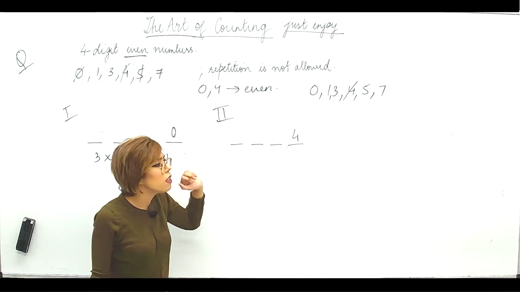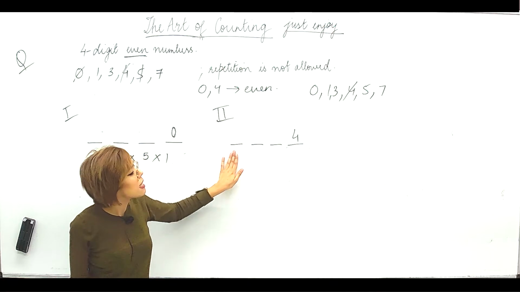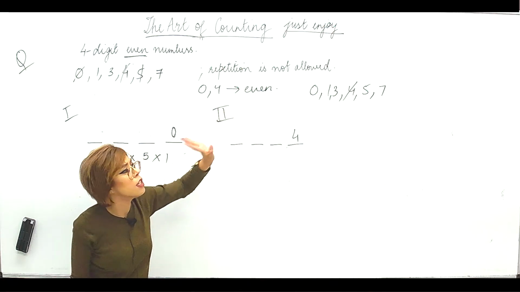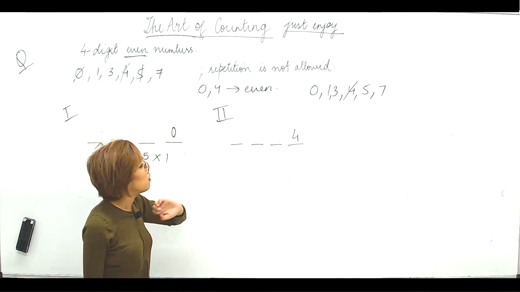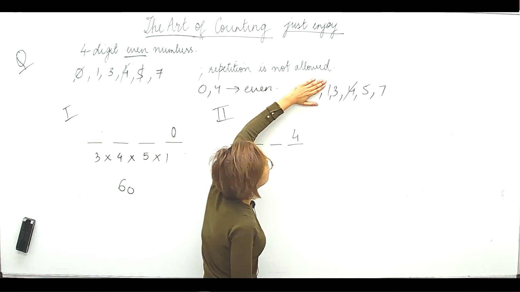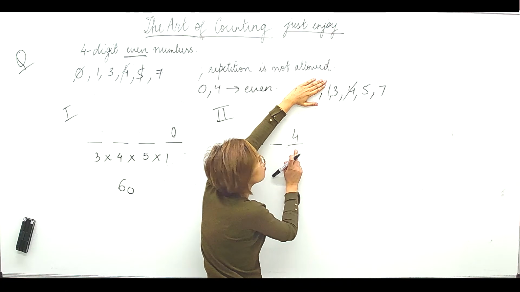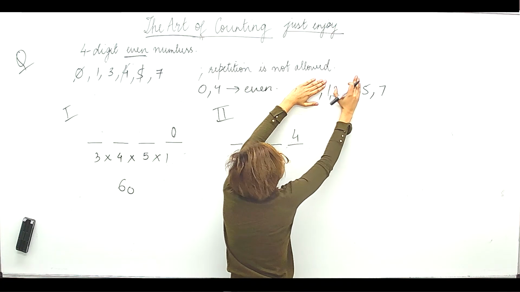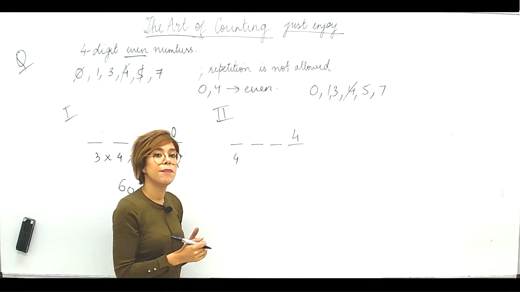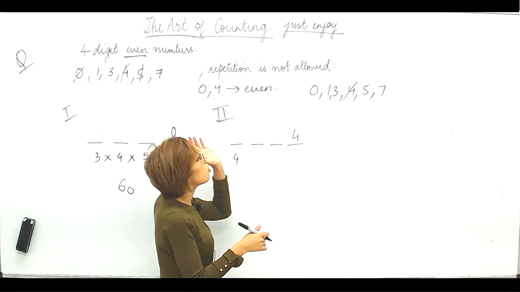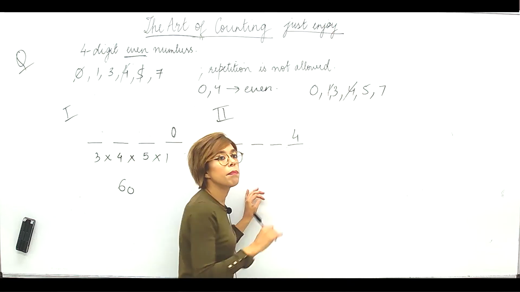So what do I do first? This place is creating a problem because we have 0. So let's fill up this place first. Now I can't put in 0 and I can't put in 4. So how many choices do I have? 1, 2, 3, 4. 4 choices I have. And suppose out of the 4 choices I have put in 1.